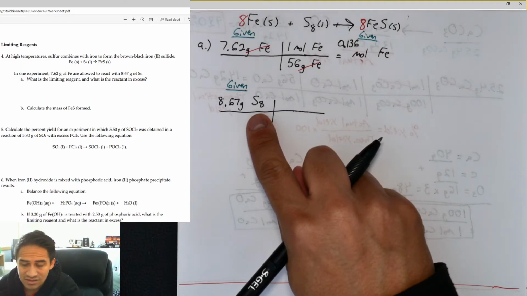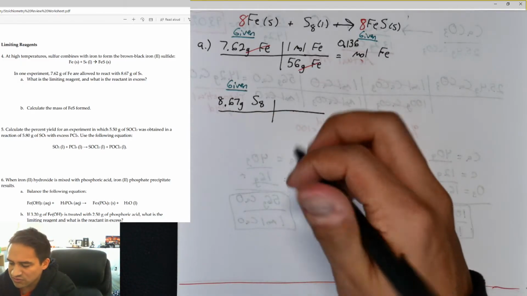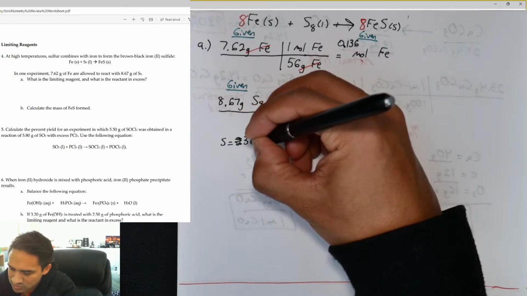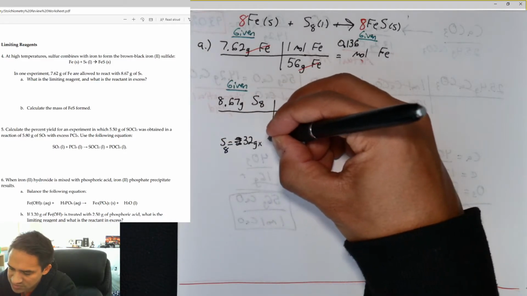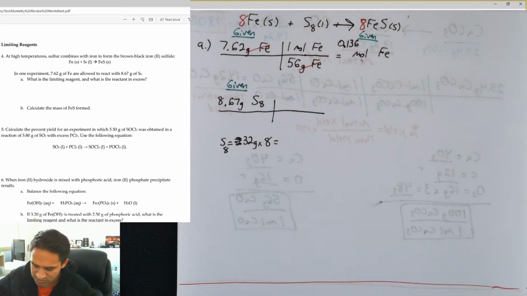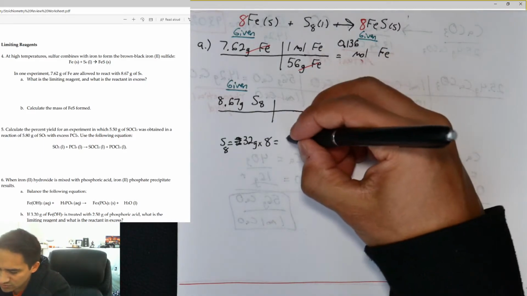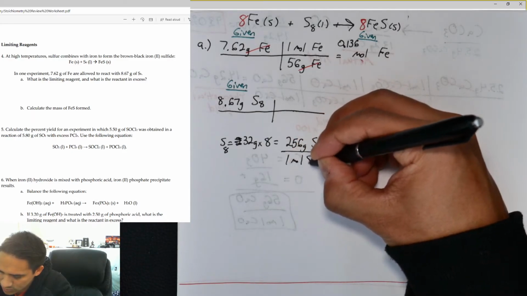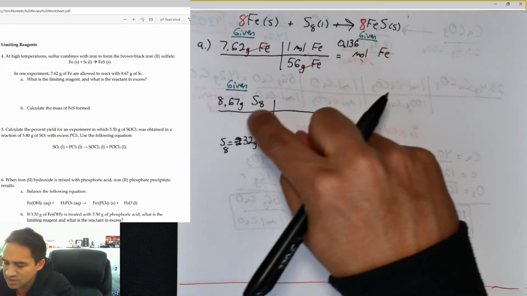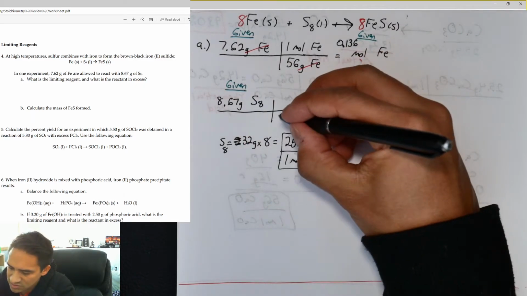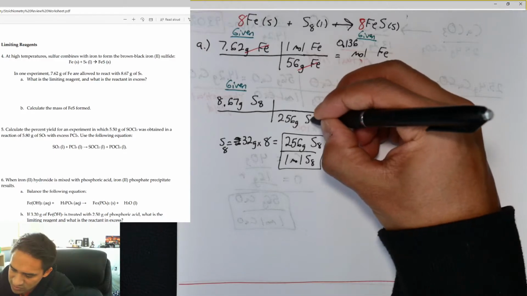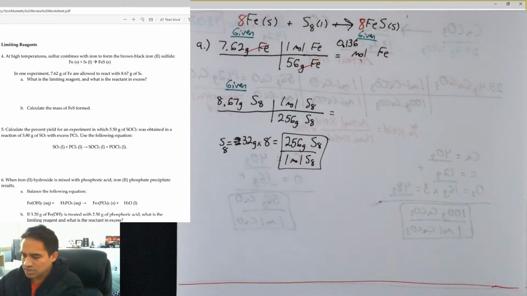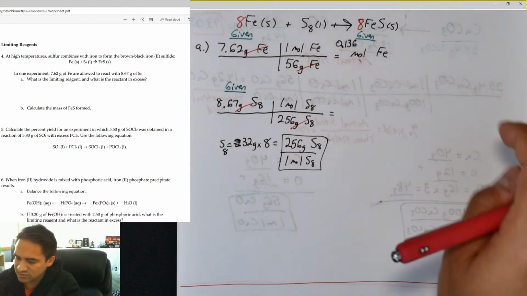Now it is S8, okay? It's not just S. So sulfur has a molar mass of 32 grams. But since there are 8 of them, we have to times that by 8. So 32 times 8, I get 256 grams per mole. All right, so here's our molar mass. Since we're starting with grams of S8, the 256 grams of S8 will be on the bottom. 1 mole of S8 will be on the top. That way grams of S8 cancel.